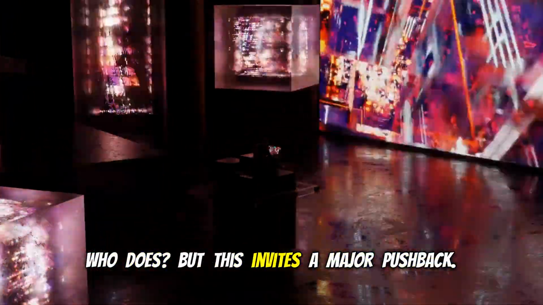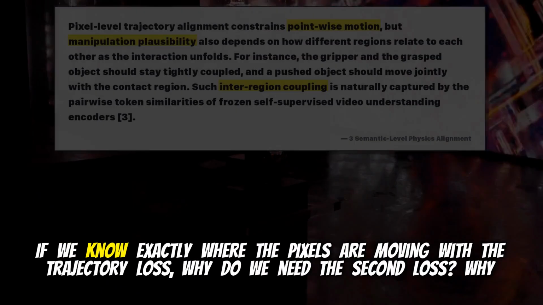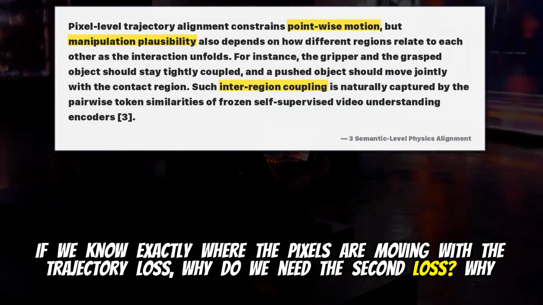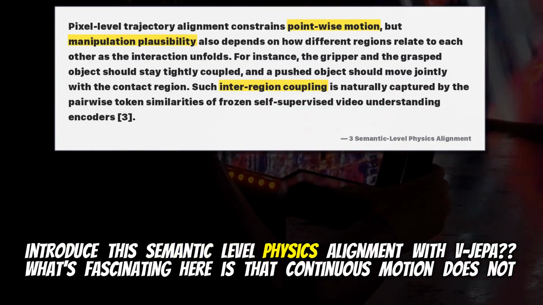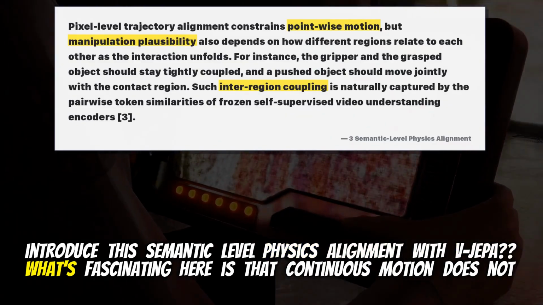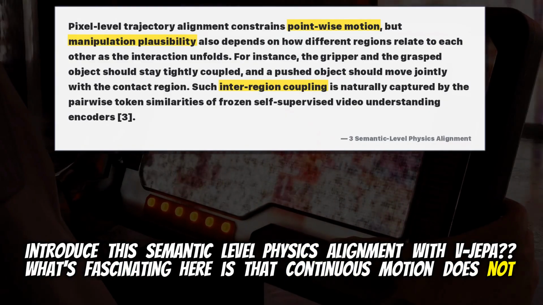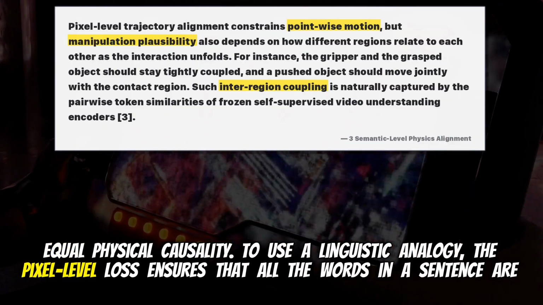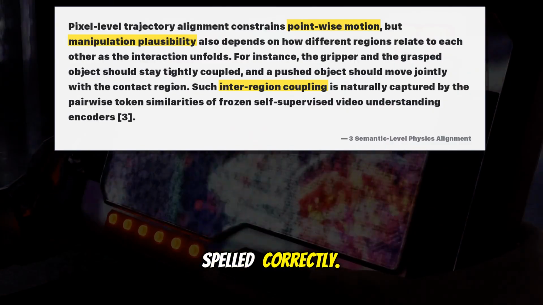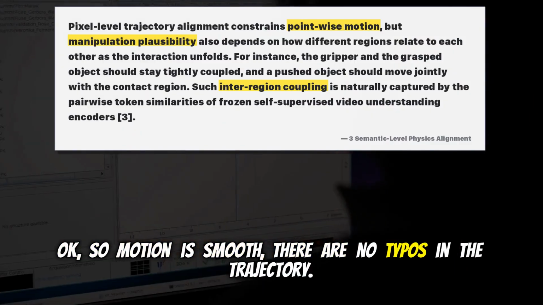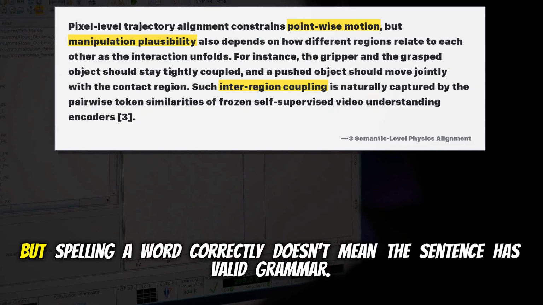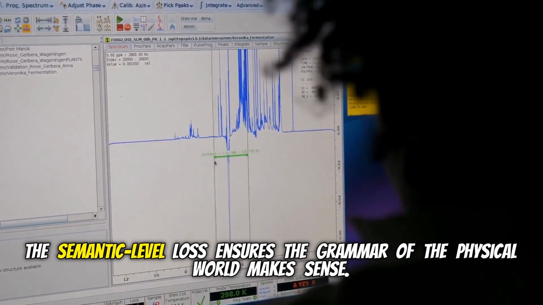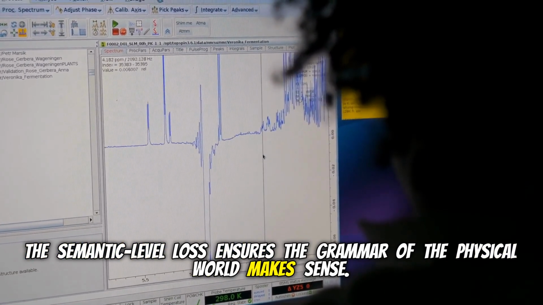It does. But this invites a major pushback. If we know exactly where the pixels are moving with a trajectory loss, why do we need the second loss? Why introduce this semantic-level physics alignment with VJEPA? What's fascinating here is that continuous motion does not equal physical causality. To use a linguistic analogy, the pixel-level loss ensures that all the words in a sentence are spelled correctly. Okay, so motion is smooth, there are no typos in the trajectory. Right. But spelling a word correctly doesn't mean the sentence has valid grammar. The semantic-level loss ensures the grammar of the physical world makes sense.